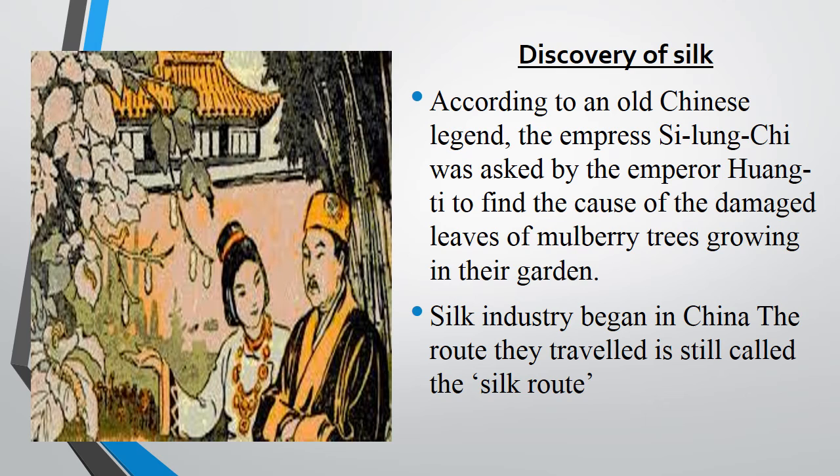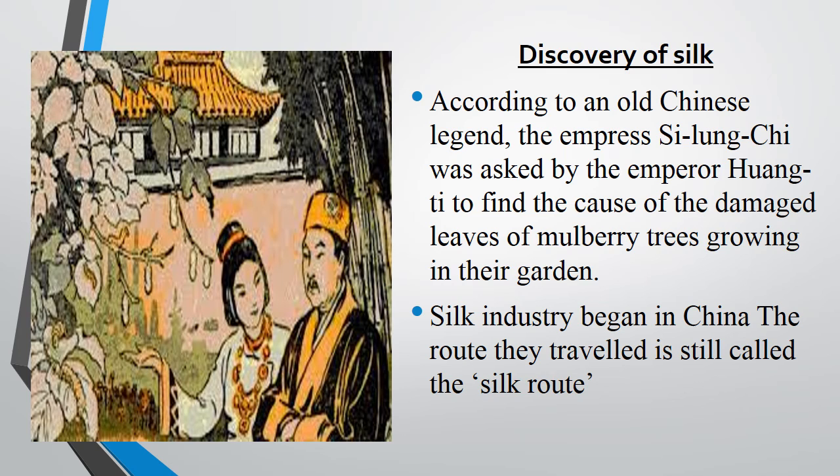As per historians, silk was also produced in India, but according to an old Chinese legend, the Empress Si Ling-chi was asked by the Emperor Huang Ti to find the cause of the damaged mulberry leaves growing in the garden. And they say the silk industry began in China.